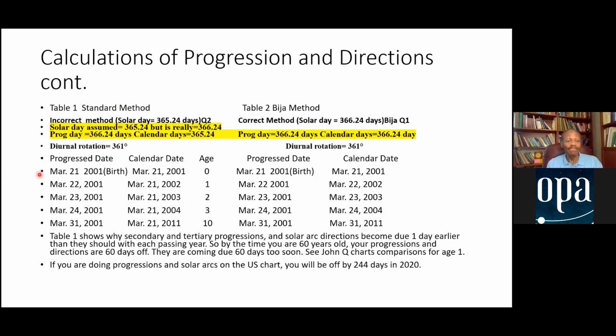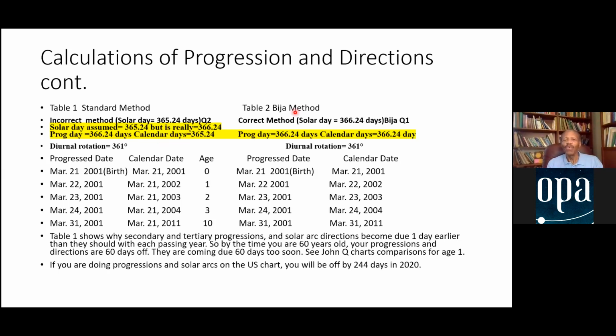So here in Table 1, when we're calculating the progressed date for, say, the person's age 1, we have the progressed date here, but we assume that the calendar date for that progressed date will be the birth date 1 year later. So he's born on March 21st, 2001, and it's assumed that the progressed date will be on March 21st, 2002, on the person's birthday. But that's not really correct, because here we're forcing the progressed date, which really requires 366 and a quarter days to complete its rotation, to complete it in 365 and a quarter days. So we knocked off 1 day here.